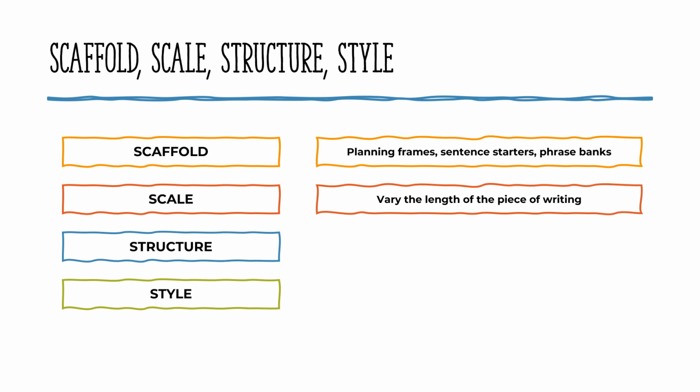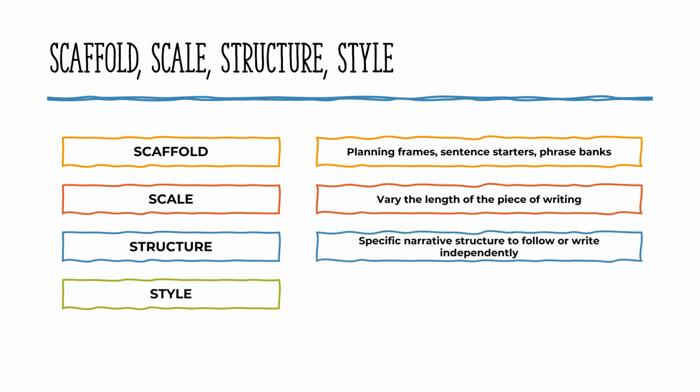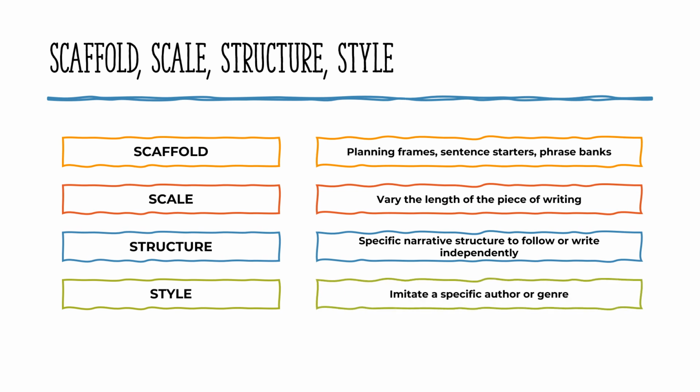From here, then, it might be that we look to vary the length of the piece of writing. It might be that we ask students to include a certain number of adjectives, a certain number of metaphors within there as well. This obviously then leads into the next one. So structure: it might be that we have a specific narrative structure to follow for our students, or we open it up and we get them to write independently. And then finally, within the style, we might be looking to imitate a specific author, or a specific genre within that written work.